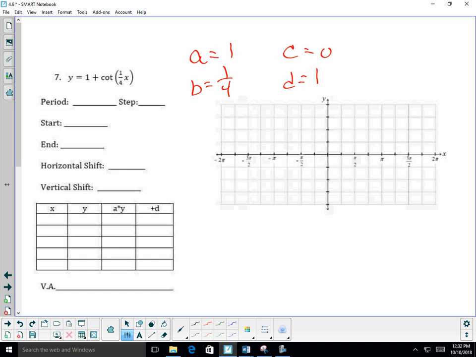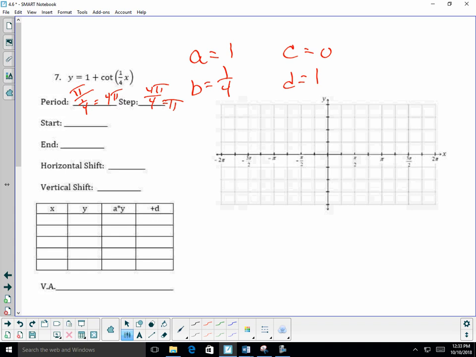To find my period, it's cotangent, so the normal period is pi, and I'm going to divide that by 1/4. When I take 1 divided by 1/4, I end up with 4 pi, so that's my new period. To find my step, I take 4 pi and divide it by 4, and I end up with pi.